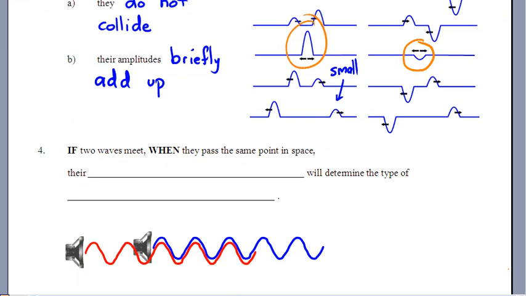So if two waves meet, when they pass that same point in space, it's going to depend on whether they're both trying to go the same way or not. Are they both trying to go up, or both trying to go down on the slinky? Or if it's sound coming from a speaker, are they both trying to push, or both trying to pull? Or is one trying to push and the other to pull? The nice, easy way to talk about that in physics is the phase difference. Phase difference just means we're talking about whether or not these waves are synchronized. Is there a difference in timing between the pushes and the pulls for both these sources, or between the ups and the downs? It's their coordination, their phase difference, that will determine the type of interference.